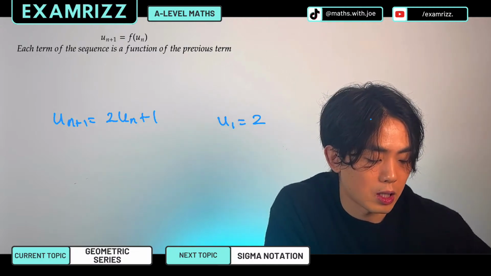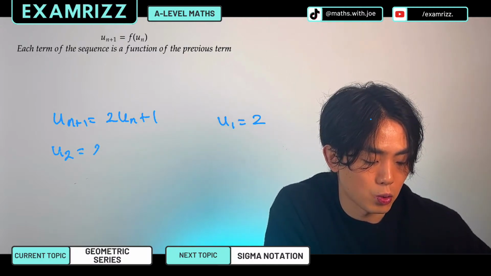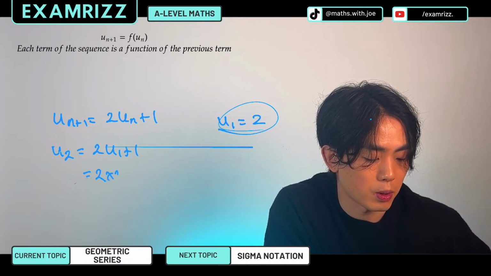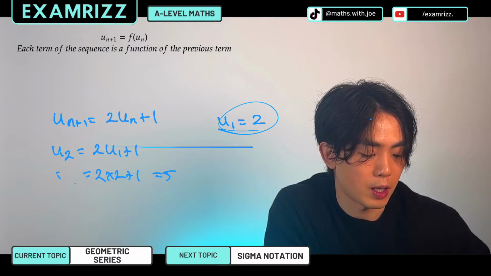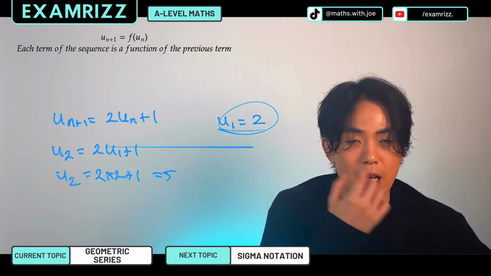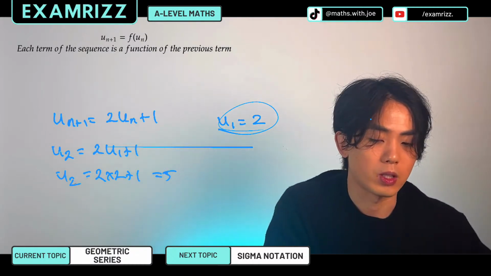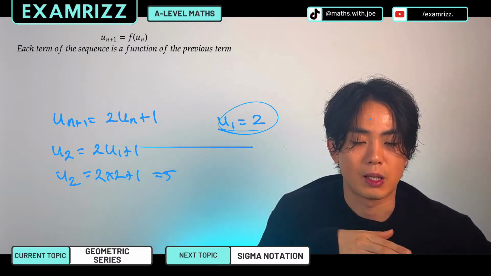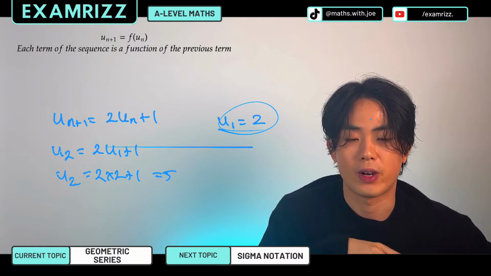What you basically have to do is, if I want to find u2, I just do 2 times u1 plus 1. u1 is 2, so it's going to be 2 times 2 plus 1. This is just 5. That's going to be our u2. Then you just plug in the next one to get u3, and so on. This recurrence relation part of the course is not very difficult whatsoever. It's just making sure you plug in the right values.